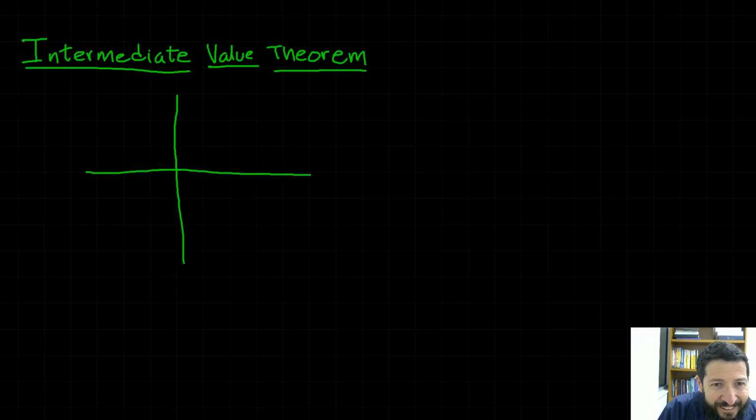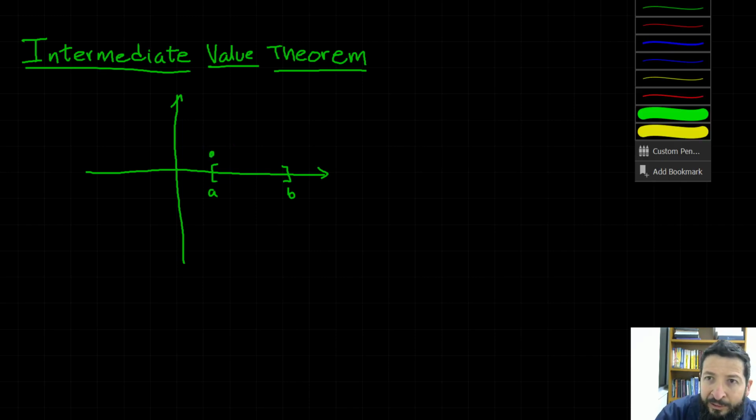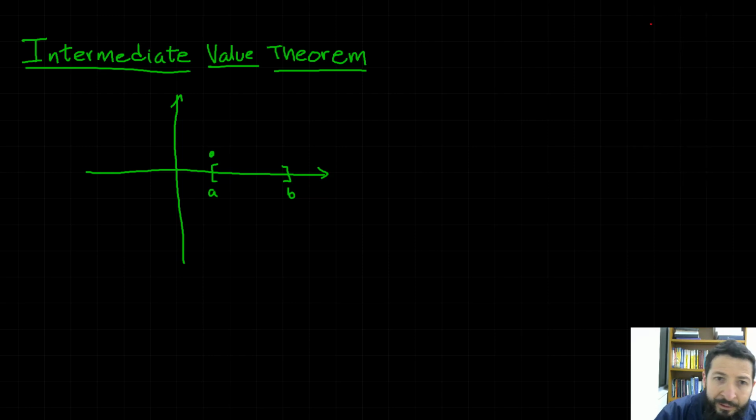Hey, that's exciting. Anyways, let's try to motivate this theorem. So let's say that we have a function on an interval, a closed interval, a to b. And let's say that the function happens to be, let's use color, because colors are always great. So we have our function. Let's say that the function is continuous and it's going to be, in this case, increasing. It doesn't have to be increasing, but let's say it's increasing.